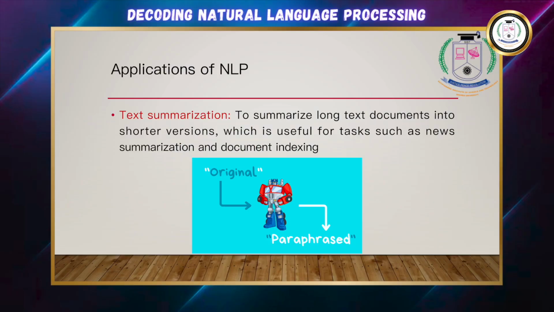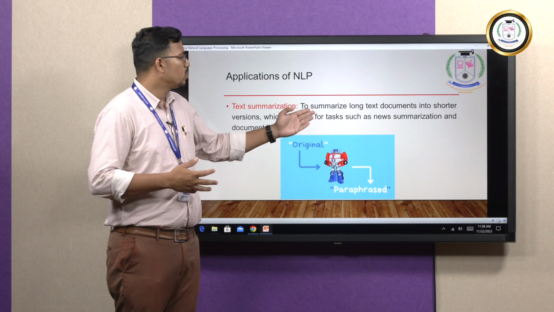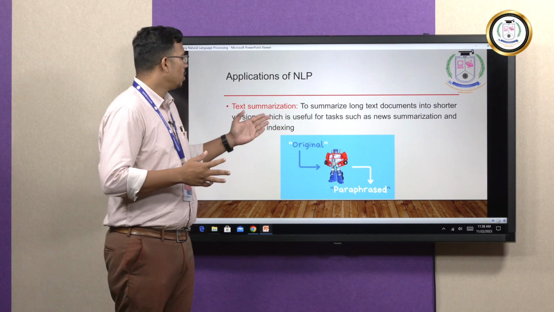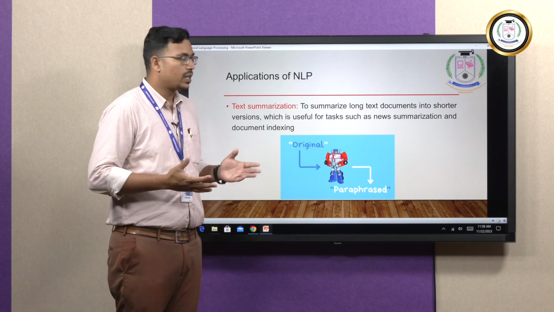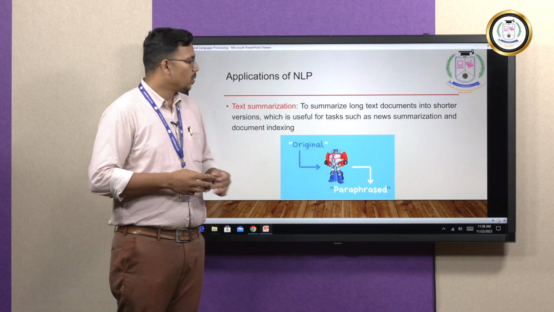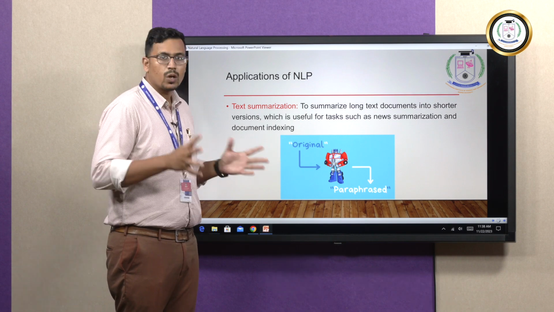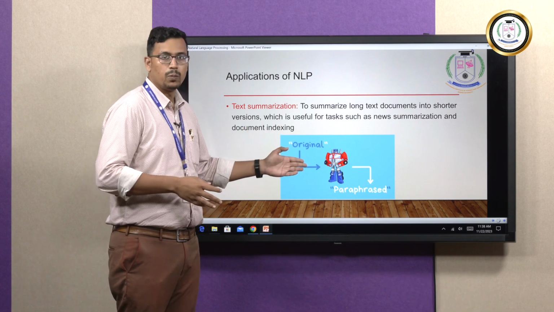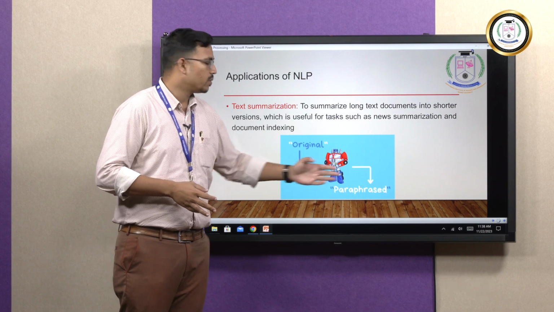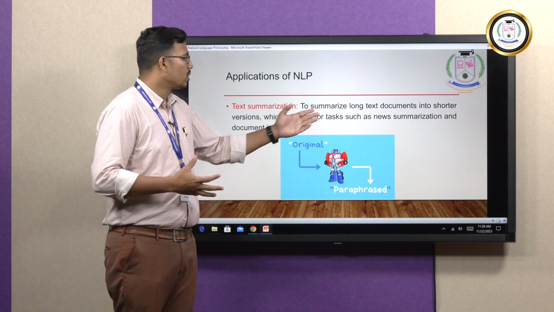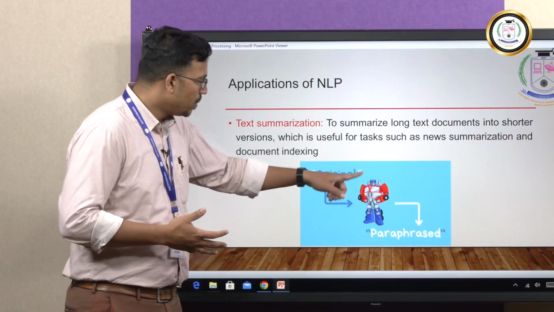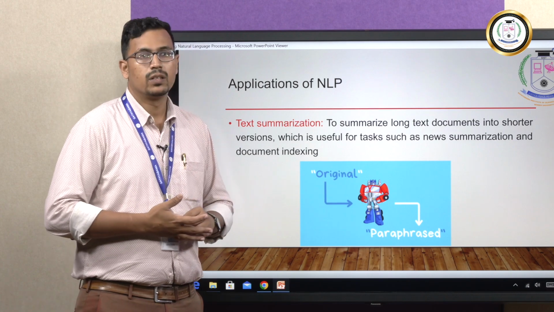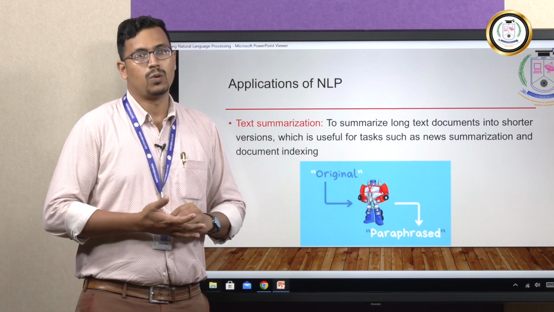Bixby. The next application is text summarization. Text summarization is used to summarize long text documents into shorter versions, which is useful for tasks such as news summarization and document indexing. You can see in this image that the original long document is given as an input, and you get the output, a paraphrased document or a shorter summarized version of that longer document. But in between, can you guess the picture there? Yes, it is the transformer.